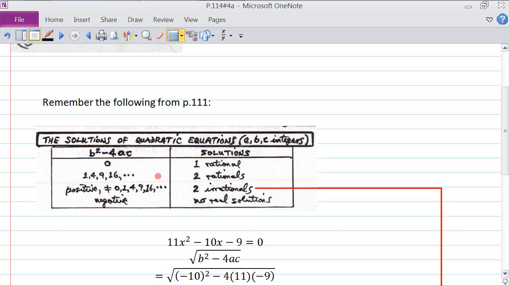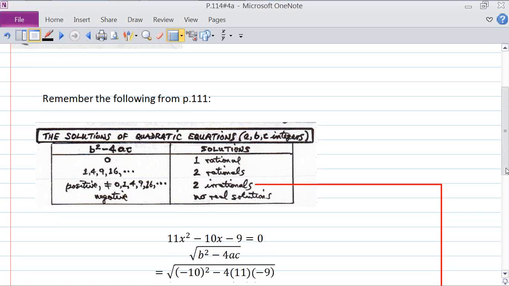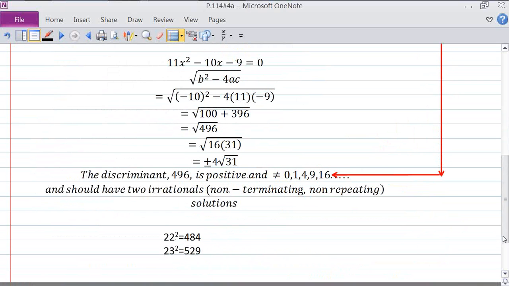This is the case where it has to be a perfect square: 1, 4, 9, 16, 25, 36, 49, etc. This is positive, but it doesn't equal a perfect square. So this is what the solution is going to be. b squared minus 4ac is not negative. Now, how do we know it's not a perfect square?